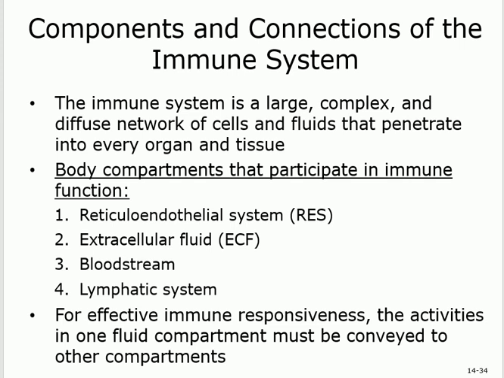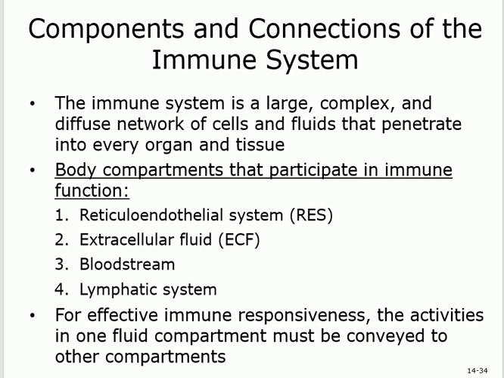Now, if we're talking about a broader aspect of the immune system, in order to produce the immunity that's required, you need different systems integrating with each other. These systems are: reticuloendothelial system, this is 1. Extracellular fluid, this is 2. Bloodstream, this is 3. Lymphatic system, that's 4. You need to remember this. What are the compartments of the immune system? Reticuloendothelial system, extracellular fluid, bloodstream, lymphatic system.